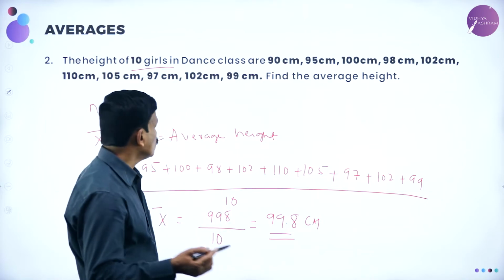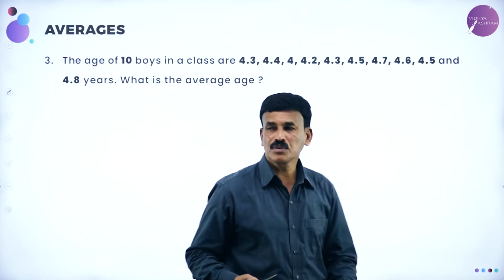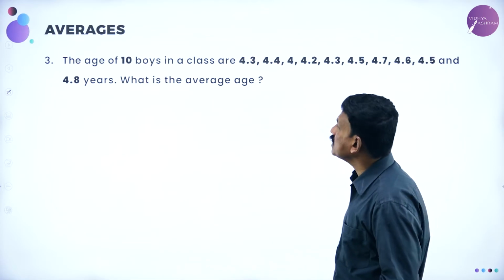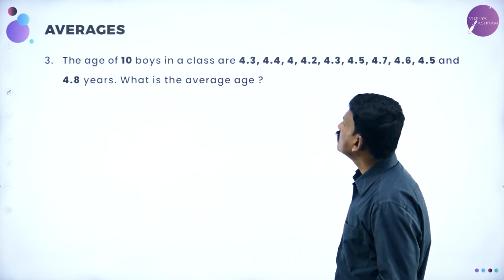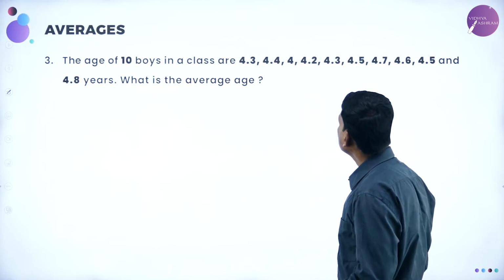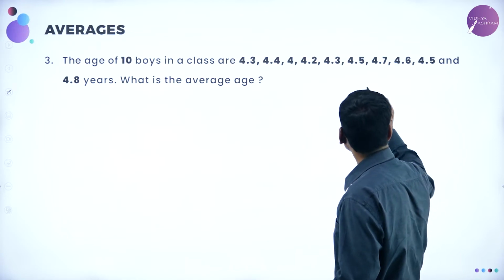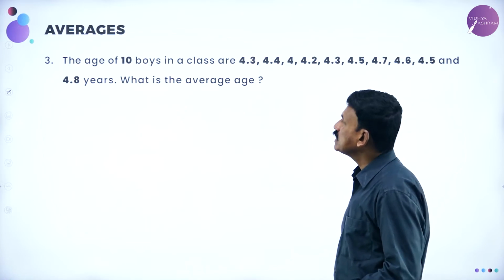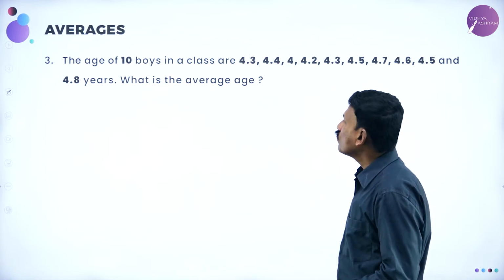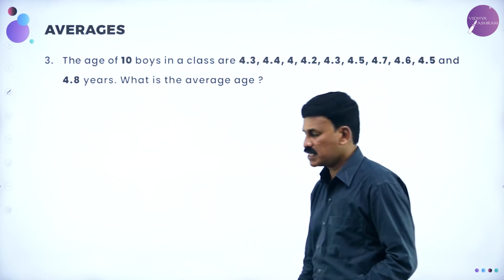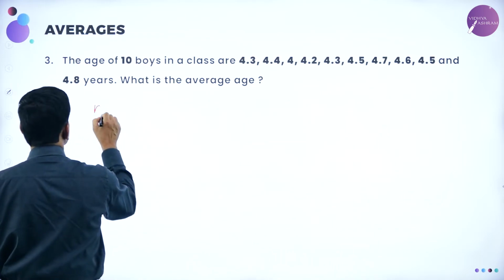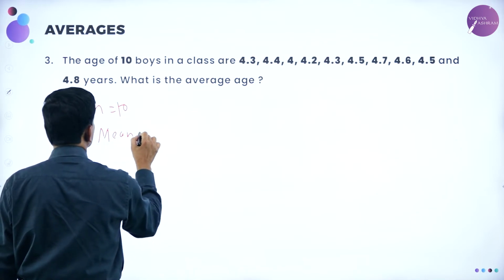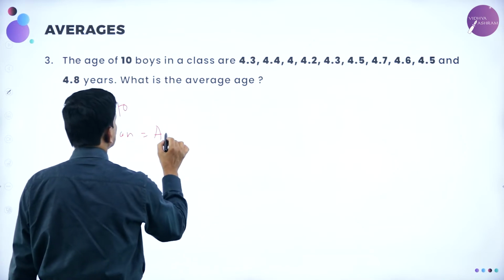Hope you followed. Now, on to the next problem. The ages of 10 boys in a class are 4.3, 4.4, 4, 4.2, 4.3, 4.5, 4.7, 4.6, 4.5 and 4.8 years. What is the average age? Same as usual. There are 10 boys. The average is nothing but the mean, the average age.